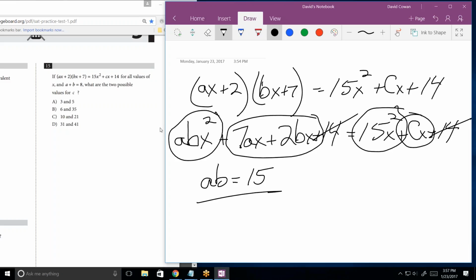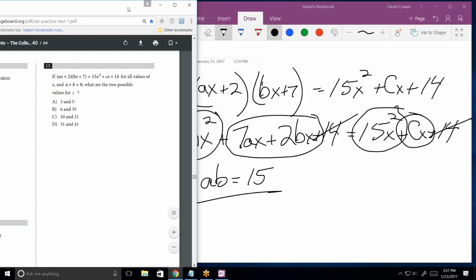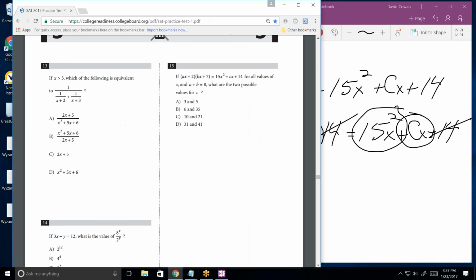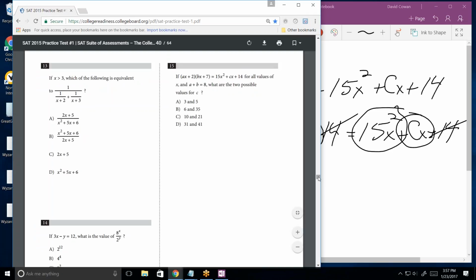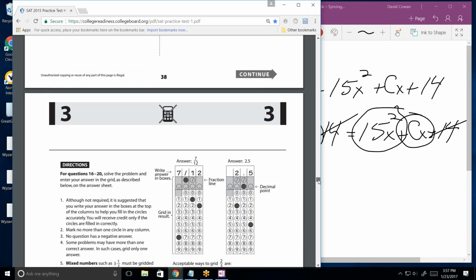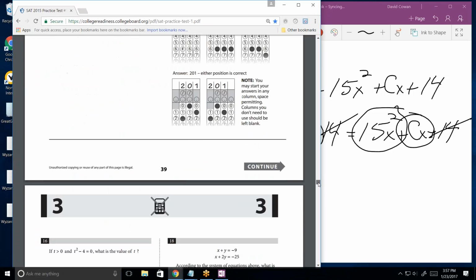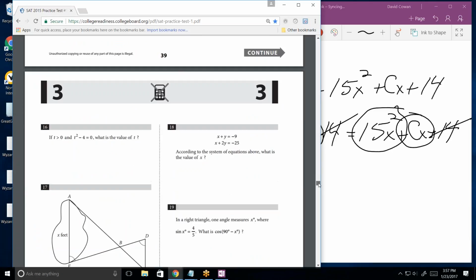I love it when that happens. I love it when I don't have to fully explain the problem, but the student realizes what the answer is immediately.